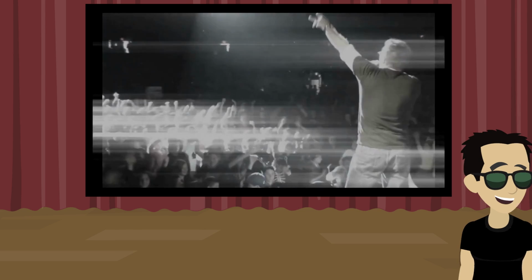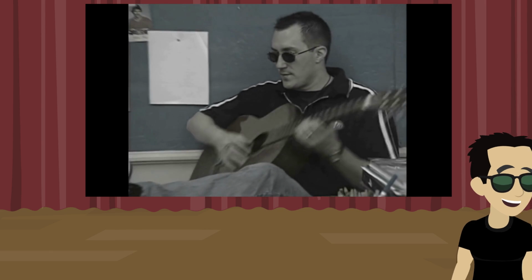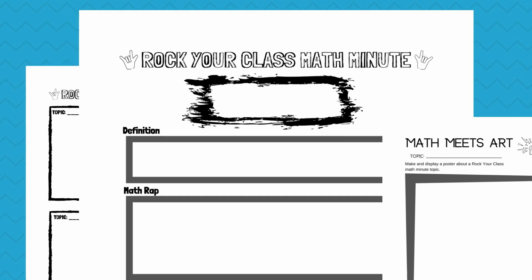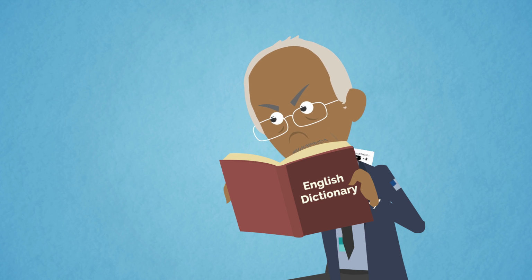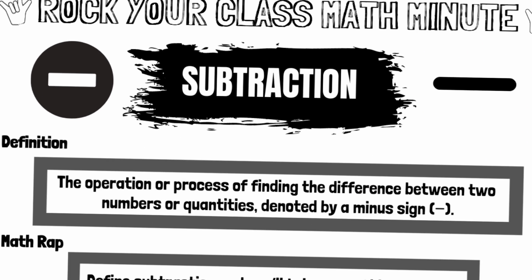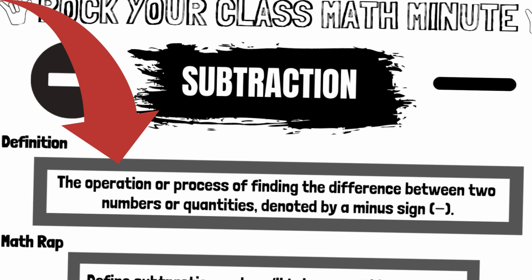Get ready for today's Math Minute topic. Subtraction. What does the dictionary say? The operation or process of finding the difference between two numbers or quantities, denoted by a minus sign.